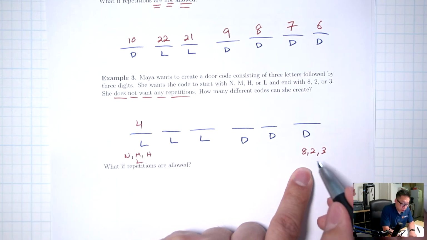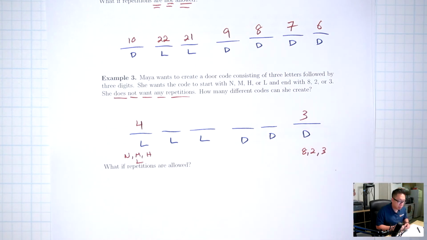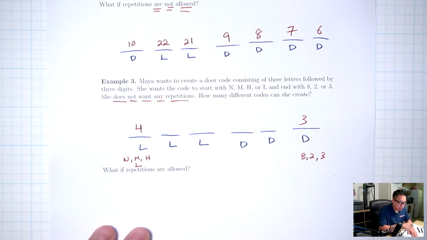Last blank, I want you to use 8, 2, or 3. How many options do you have? 3. Okay, these other blanks don't have restrictions.